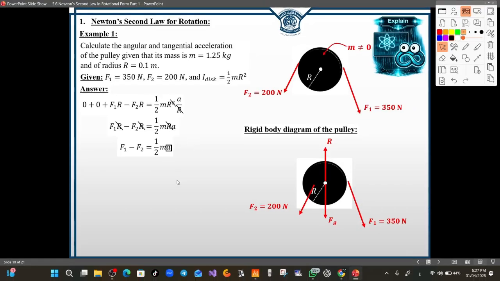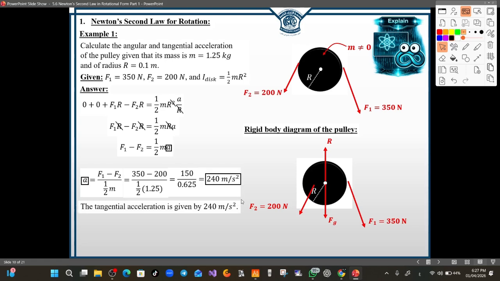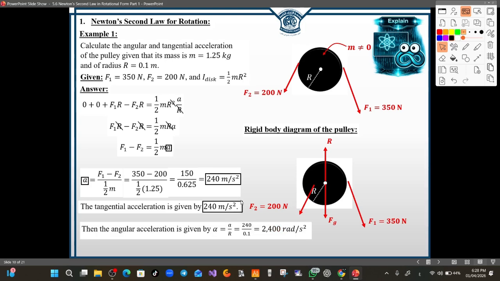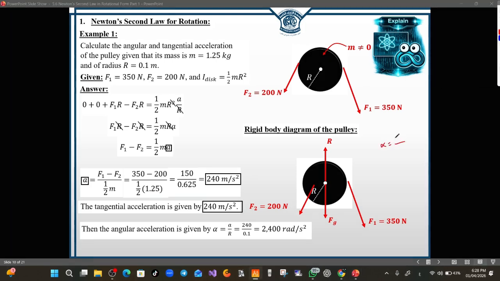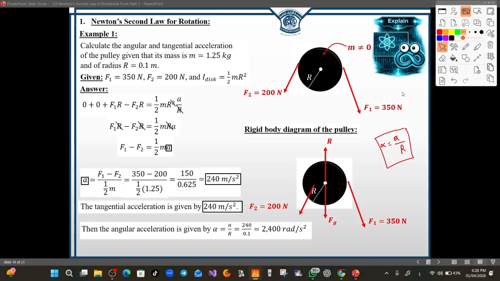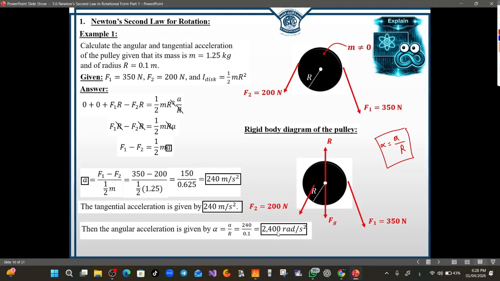Now, to find the A, the acceleration, which is in meter per second squared, we just complete the isolation by moving half M to the other hand side. Substitute, and we will get the value of the acceleration, which is equal to 240 meter per second squared. Now, this is the tangential acceleration. To find the angular acceleration, we just refer back to the formula alpha equals A over R. So we just need to divide over R to get the angular acceleration. And the angular acceleration is 2,400 radian per second squared.